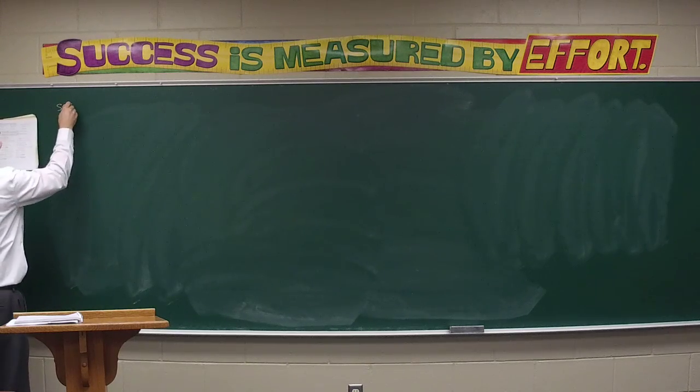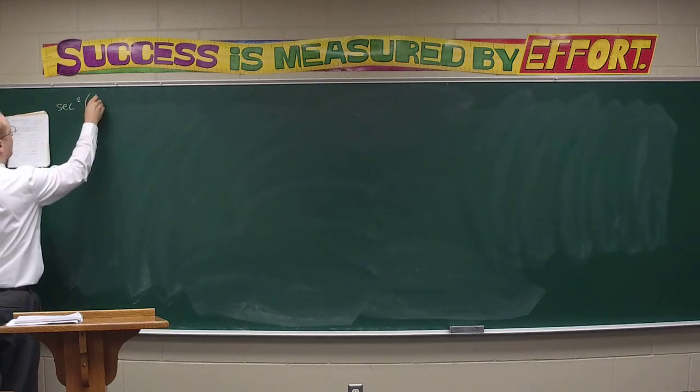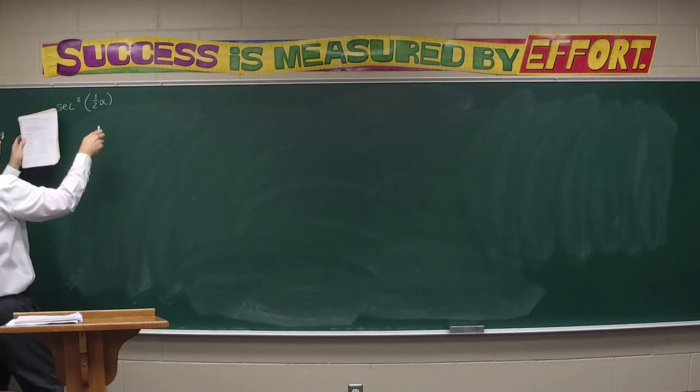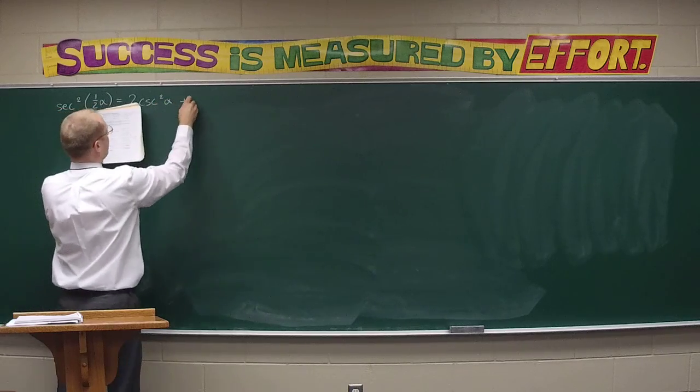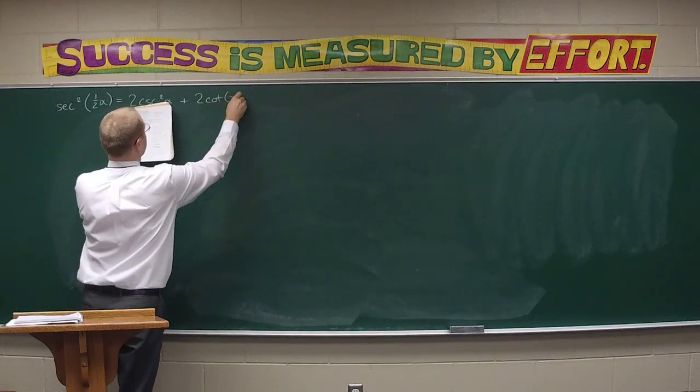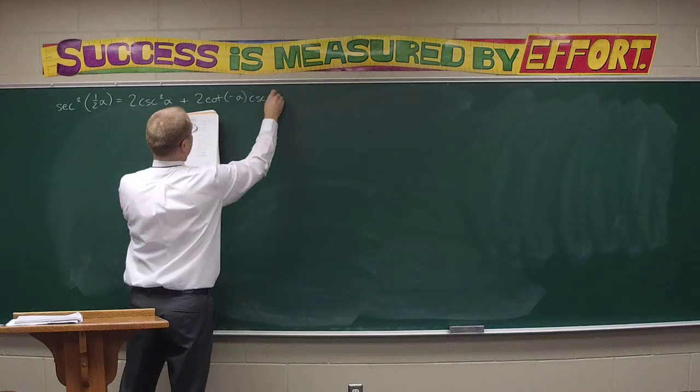We have the secant squared of half alpha equals 2 cosecant squared alpha plus 2 cotangent negative alpha cosecant.